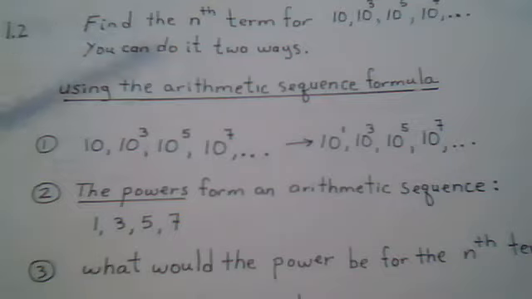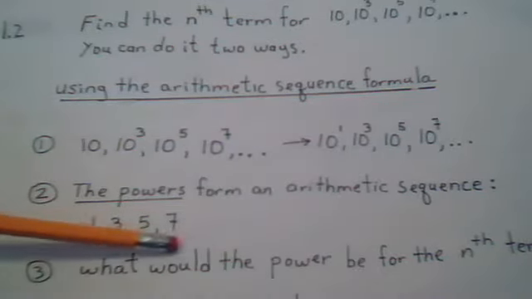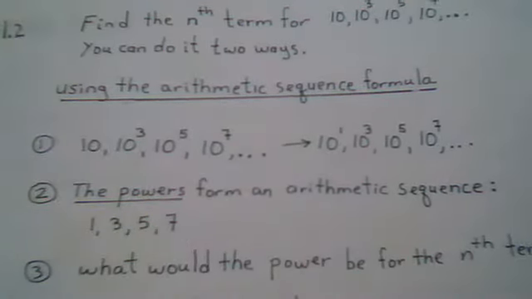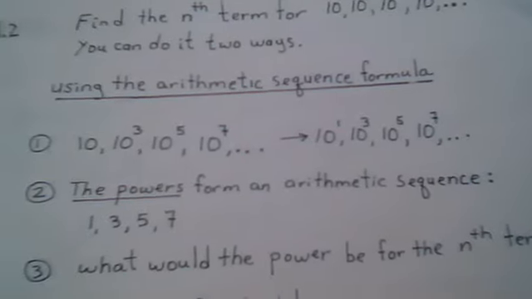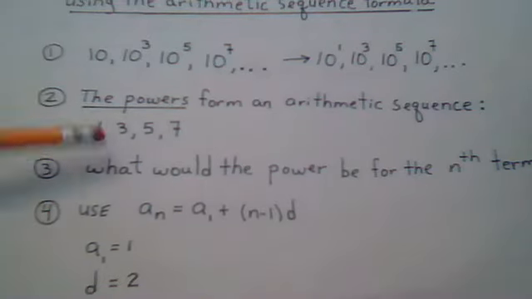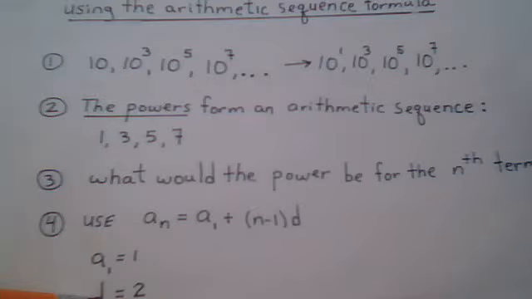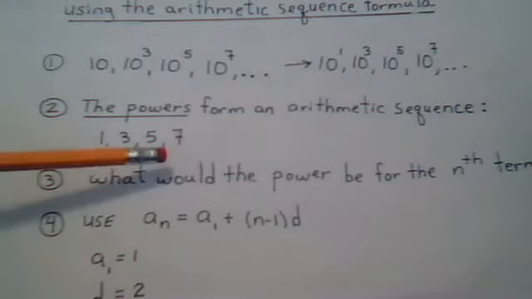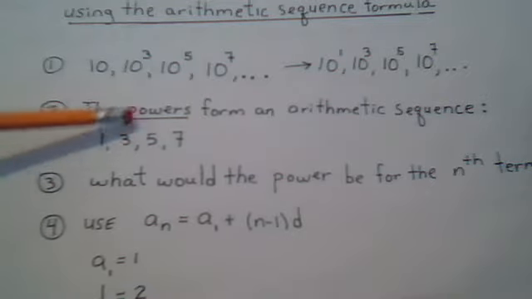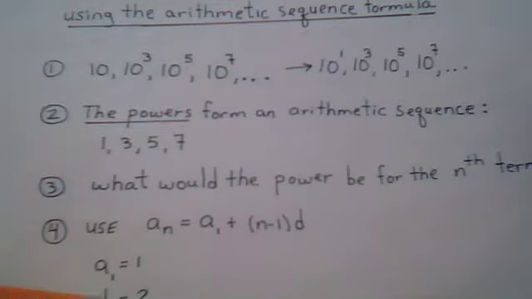We leave the tens out, and if you just look at the powers, 1, 3, 5, 7, they form an arithmetic sequence. So this sequence can use the arithmetic sequence formula, which is this one. Identify the a sub 1, which is the first term in the sequence, 1. Identify the d, which is the arithmetic difference, which is a 2. Remember, the 2 is the one that you're adding to each term to get the next term. 1 plus 2 is 3, 3 plus 2 is 5, 5 plus 2 is 7. That's the d. That goes here.